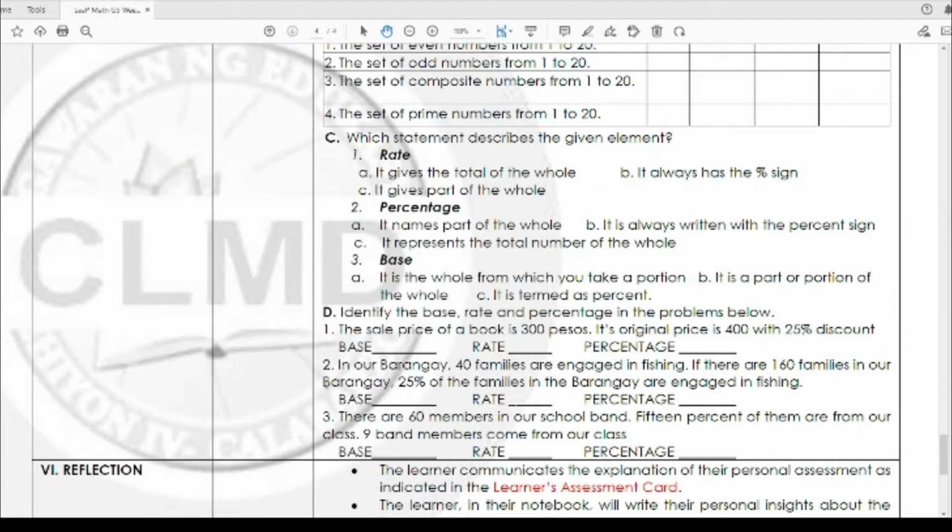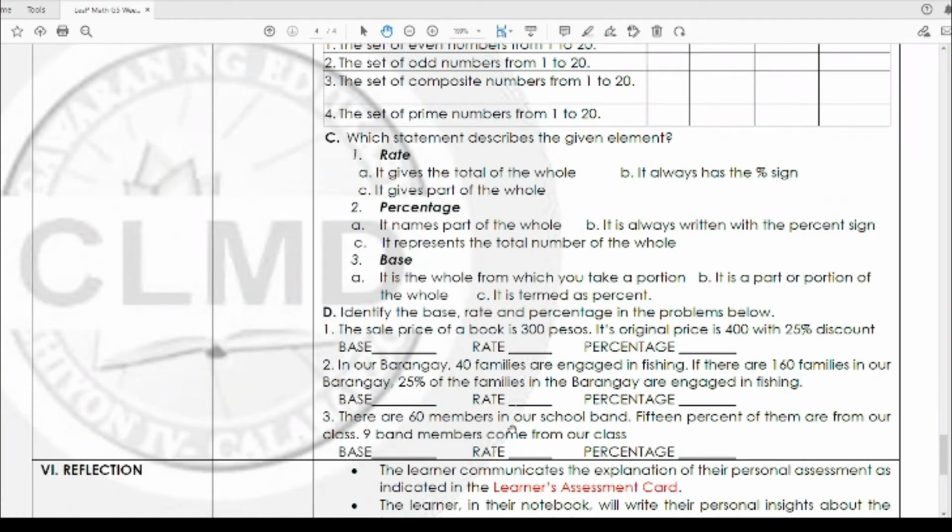Number 2, in our barangay, 40 families are engaged in fishing. If there are 160 families in our barangay, 25% of the families in the barangay are engaged in fishing. Okay, write your base here, the rate and percentage from this problem.